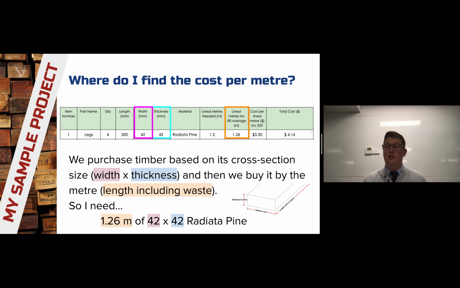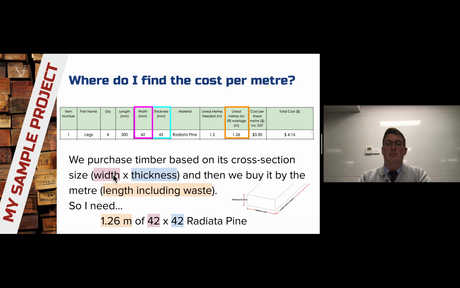The first thing you need to know is that the price of timber is based on the cross section, so the dimensions of the width and the thickness, and then you buy it by metres of that. So, if you can see here, I've got my little 3D image of a piece of timber. I've got thickness, width, and length in metres.